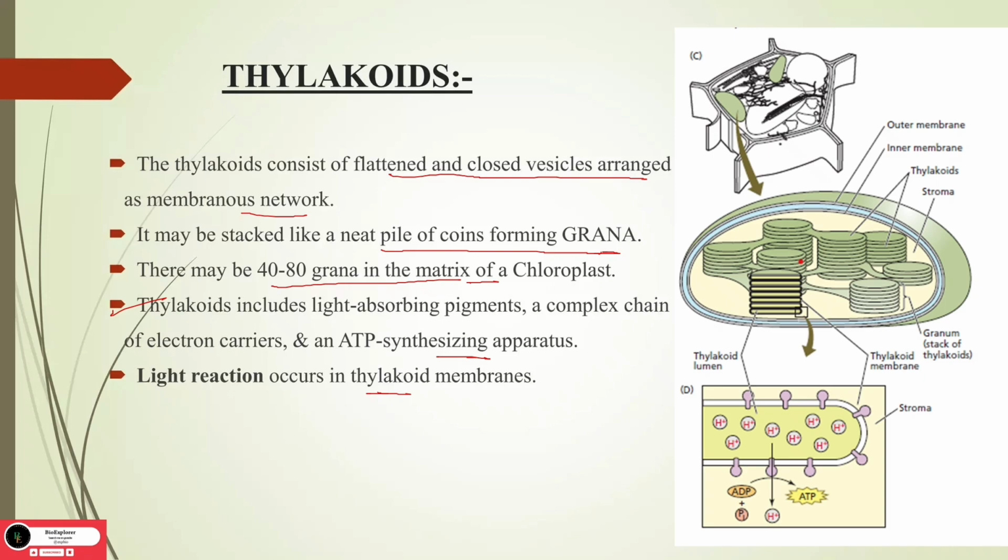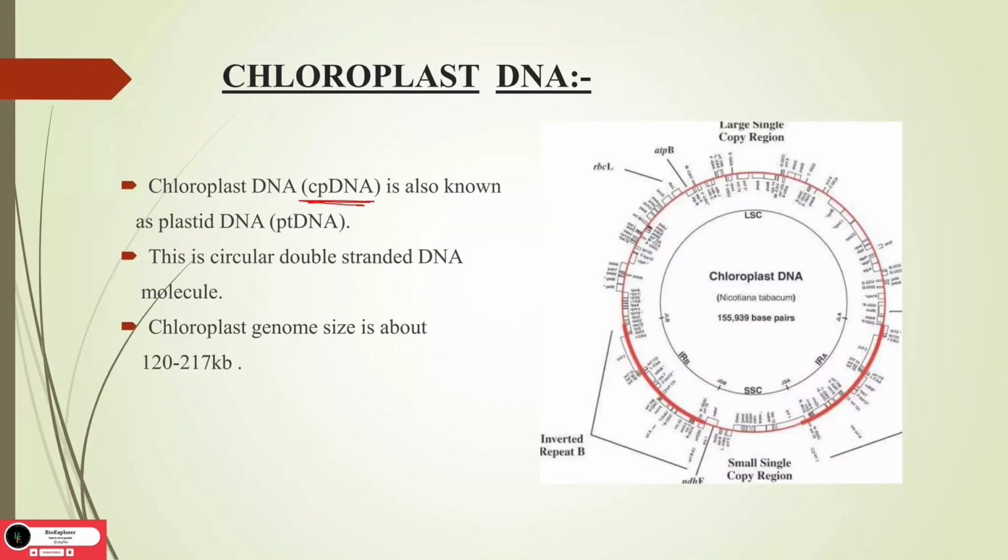If we see the structure of the thylakoid membrane, it is a double-layered or double envelope structure with an outer and inner envelope, and here the ATP synthesizing apparatus is present. Light-absorbing pigment is also present. That's why the light reaction occurs in the thylakoid membrane.